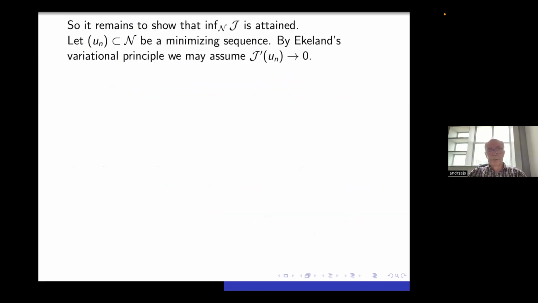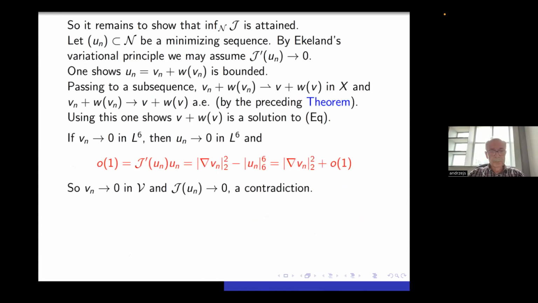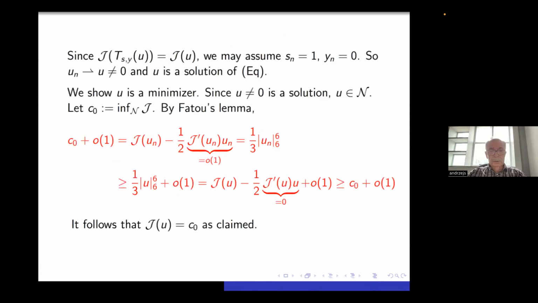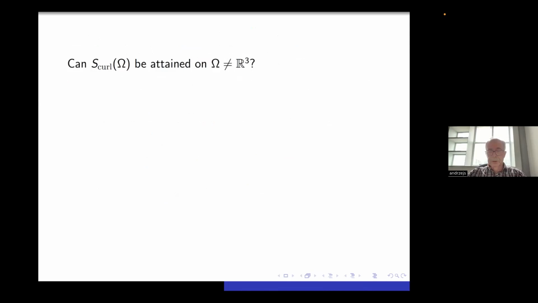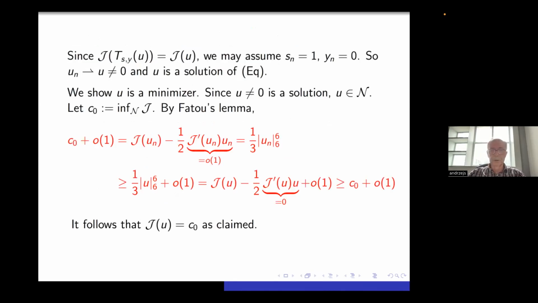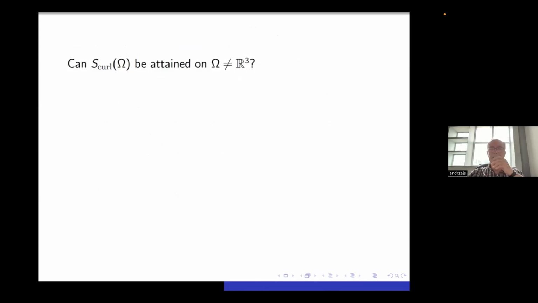And now I think, in fact, I will have to skip this part. Let me just simply say that one shows that the infimum is attained. So what we get is a solution to the curl equation with a critical exponent. And this says also that S curl is attained.